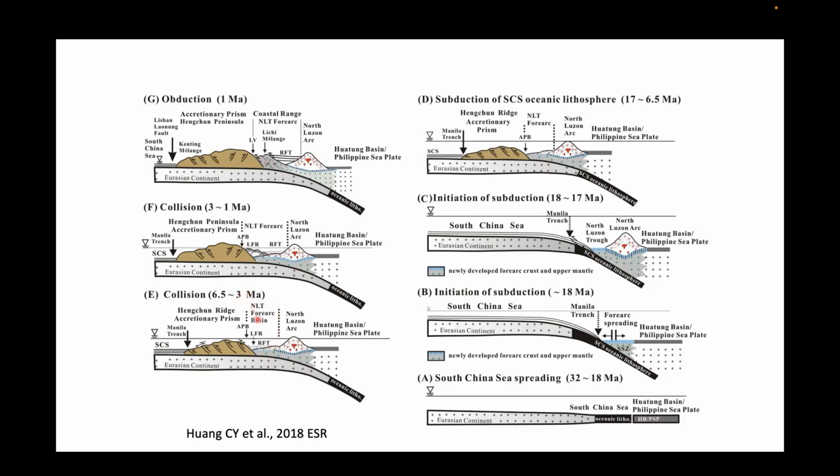And the collision starts when the Luzon Arc starts to touch the accretionary prism, and then generates a very severe deformation in the island, and some of it forms the Backbone Range. And in this model, he thinks some of the forearc goes up toward above the continent. So he used this obduction model.